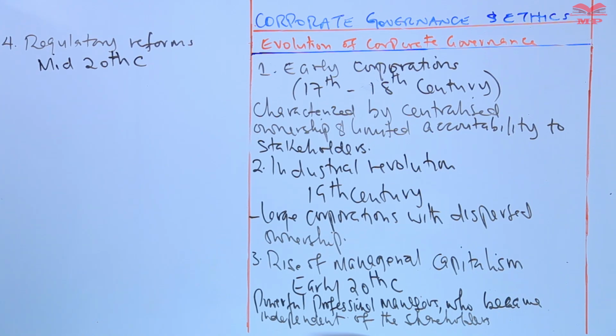Now, the mid 20th century saw the introduction of various regulatory reforms aimed at strengthening corporate governance, such as, for example, in the United States, we had the Securities Act that was enacted. The Securities Exchange Act was also enacted around the 1930s. And these reforms focused on increasing disclosure and transparency, protection of investor rights, and preventing fraud.